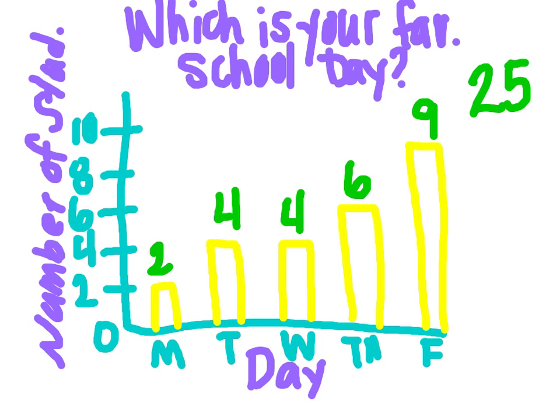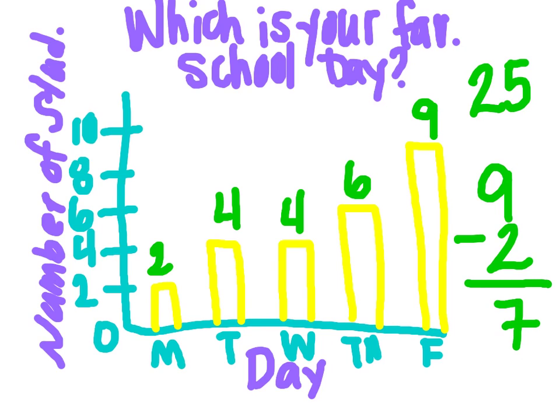Number 4 asks, how many more students chose the most popular day than the least popular day? So looking at that, you can see that the most popular day was Friday, and the least popular day was Monday, and I need to find the difference. The key word there is difference. So I know that difference means to subtract. 9 take away 2 is 7.